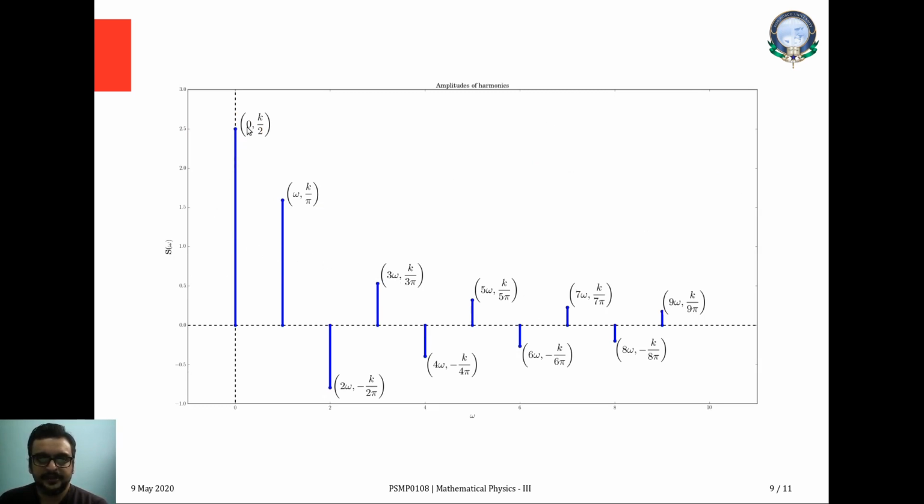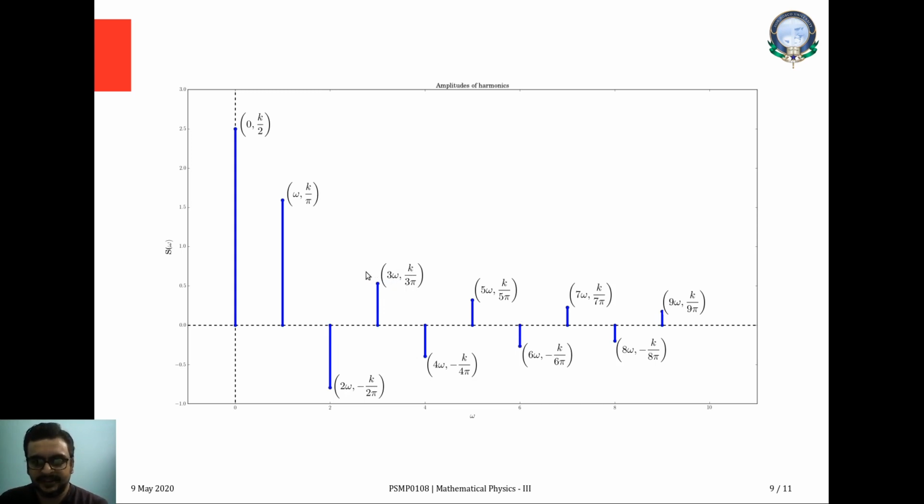So we have frequency 0, the amplitude is k by 2. Frequency omega, the amplitude is k by pi. Frequency twice omega, amplitude is minus k by 2 pi. Frequency thrice omega, the amplitude is k by 3 pi, and so on. So here we are writing this in terms of the frequency.